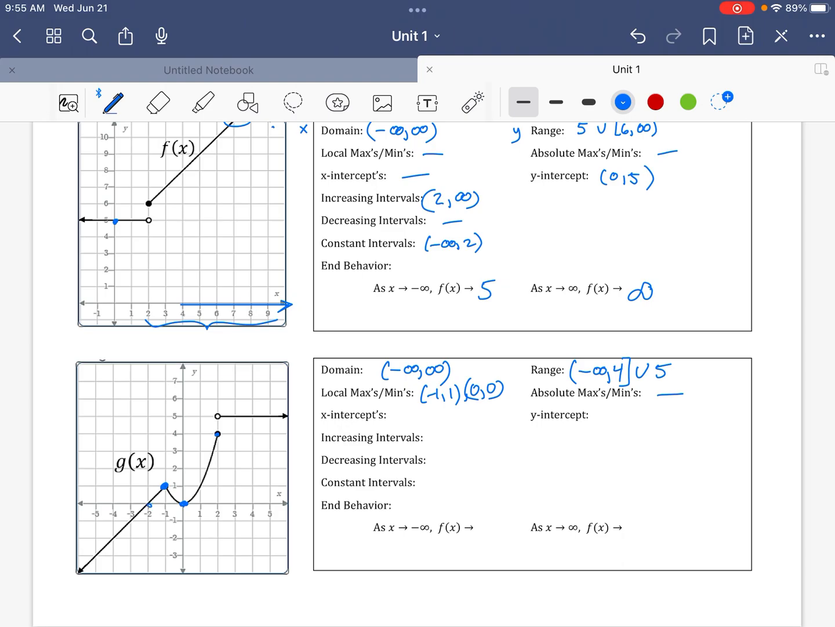All right, x-intercept looks like negative 2 and 0. So negative 2, 0 and 0, 0. Now, once you know you're crossing, you have 0, 0, it's both an x-intercept and a y-intercept. And there's no other y-intercepts.